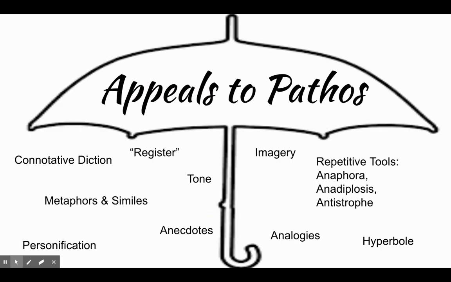So this is the umbrella category for appeals to pathos. Appeals to pathos are all those neat little language tricks. They're the things that English teachers love: metaphors, similes, repetitive devices like anaphora, imagery, when we use personification. The word register, by the way, the one right here in quotation marks, refers to level of diction. So using formal language or informal language at different times. All of those things are considered appeals to pathos.